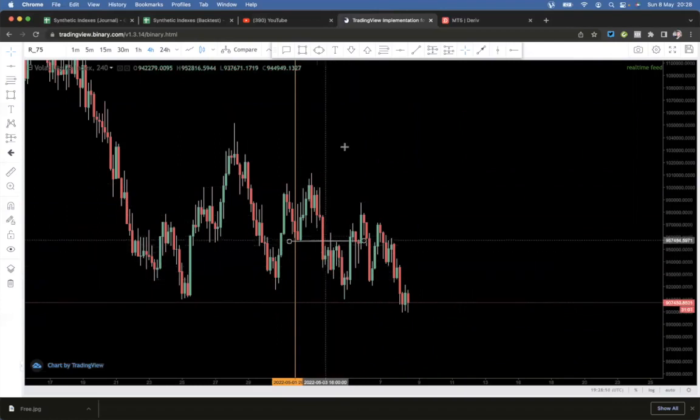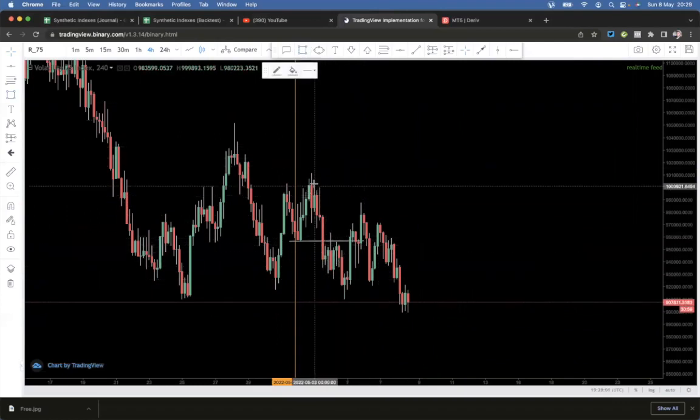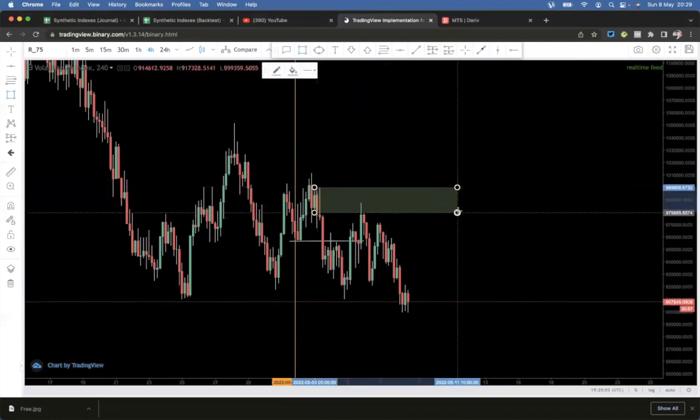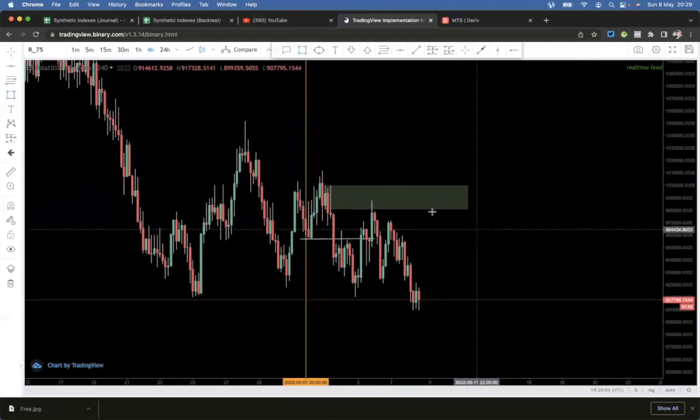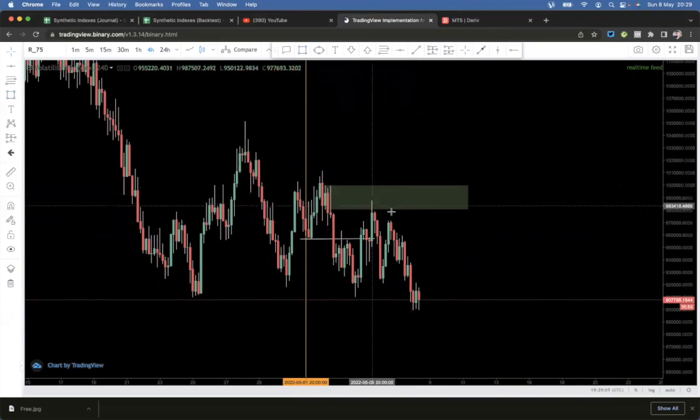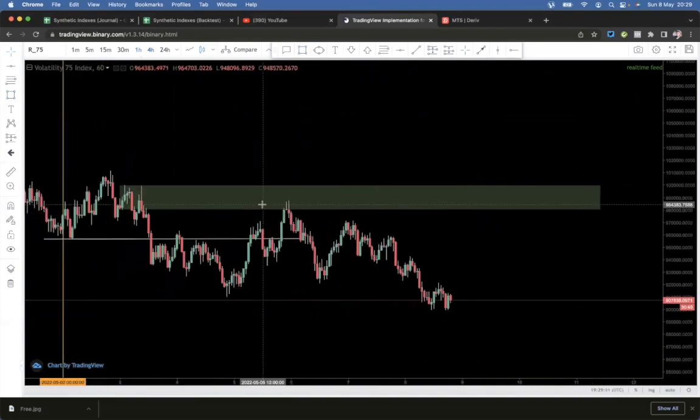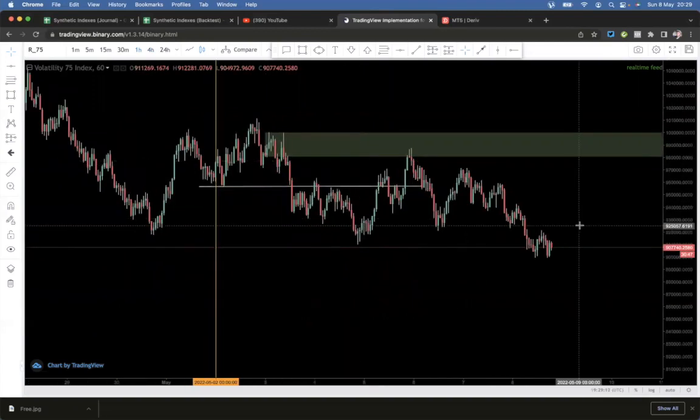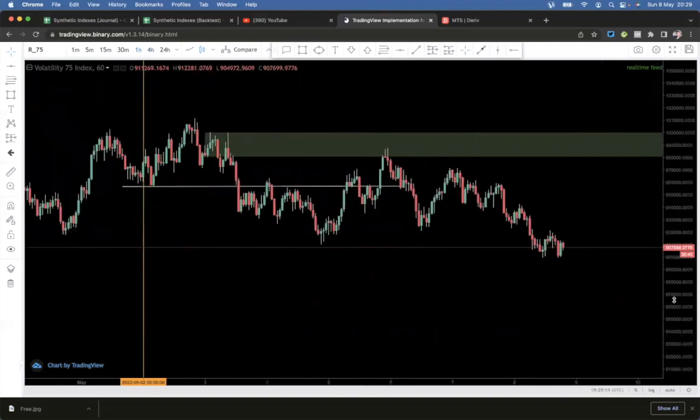institutional candle responsible for this break. It's this candle right here. Then you place your zones, 100%, and you look for your entry in the lower time frame. In this case, we may have the same scenario that happened on VIX 50 as well.